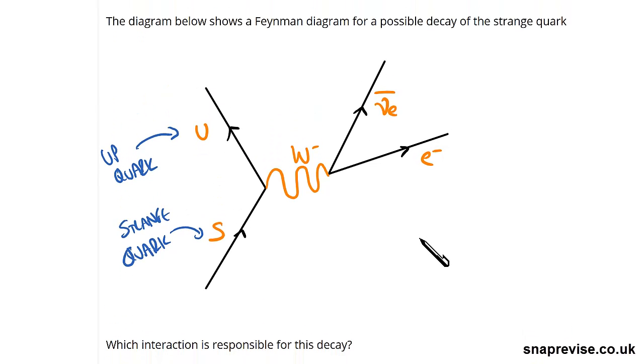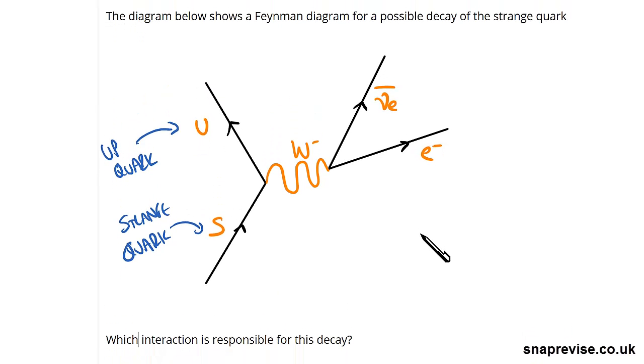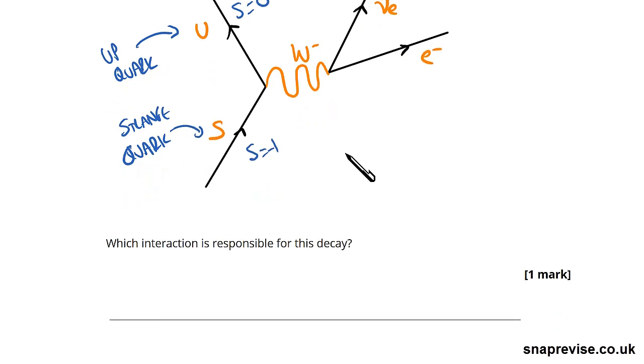And it's very clearly the weak interaction. We can see that in many ways from this W- boson involved. That is the virtual exchange particle for the weak interaction, along with the W+ boson. Or we simply see that it's a strange quark decaying into a non-strange particle. This has S equals -1. This has S equals 0. Therefore, we must have that. It is the weak interaction.